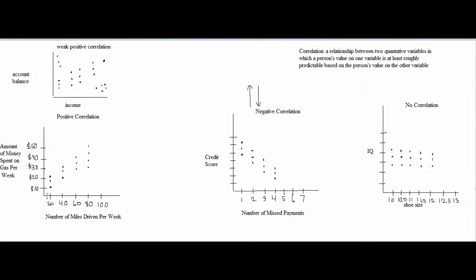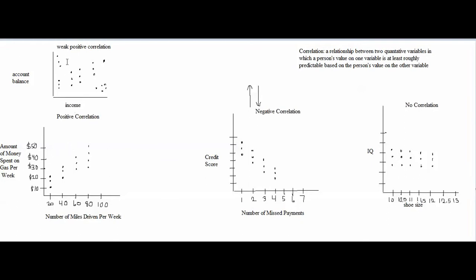Because if you don't do very much driving, there isn't any reason to expect you to be spending a lot of money on gas up here. And if you do a lot of driving, you're almost definitely not going to be down here, meaning you're almost definitely not going to be spending only a little bit on gas if you're doing this much driving. So we're not going to have as many people in these corner areas down here and up here.